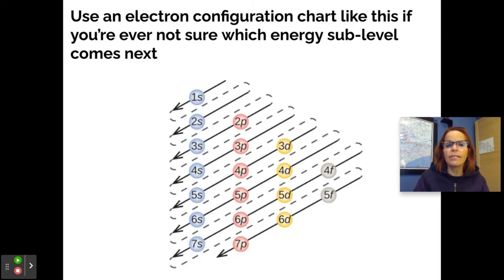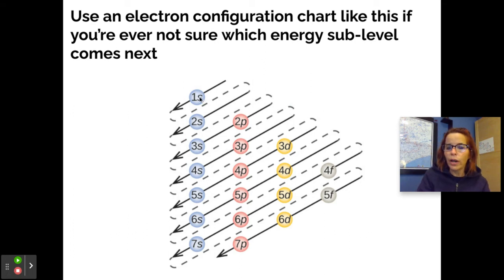All right, and this is an electron configuration chart. If you're ever not sure which energy sublevel comes next, I'll just show you how to use it really quickly, but don't worry about it. I never give you a copy of this. These are the principal energy levels, 1, 2, 3, 4 through 7. And the letters denote the shapes, the sublevels, so s, p, d, and f. And this is how you read it.